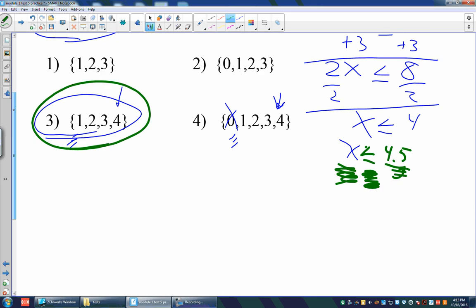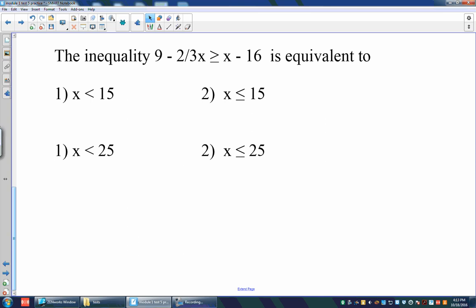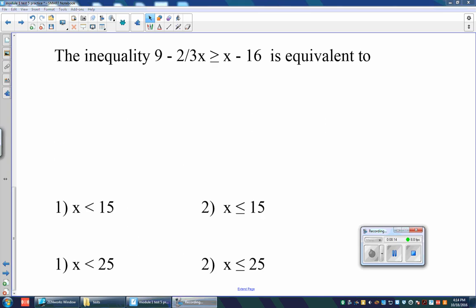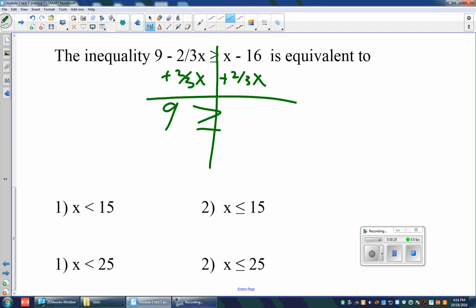See if there's another problem on this page. This inequality is equivalent to which of the following? Just giving myself a little bit more room to work. You draw the big line. We're going to add 2/3 x to both sides. We get 9 is greater than or equal to.